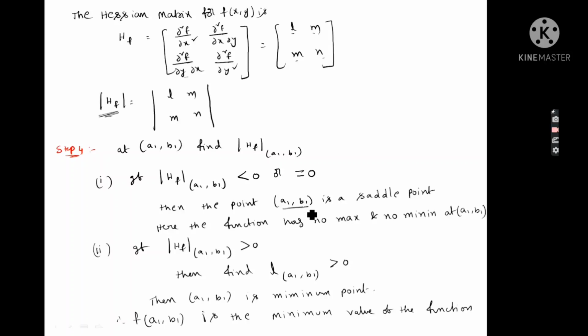Saddle point definition, you may get. What is a saddle point? A saddle point means a point at which the function has no maximum and no minimum. That point is nothing but a saddle point.